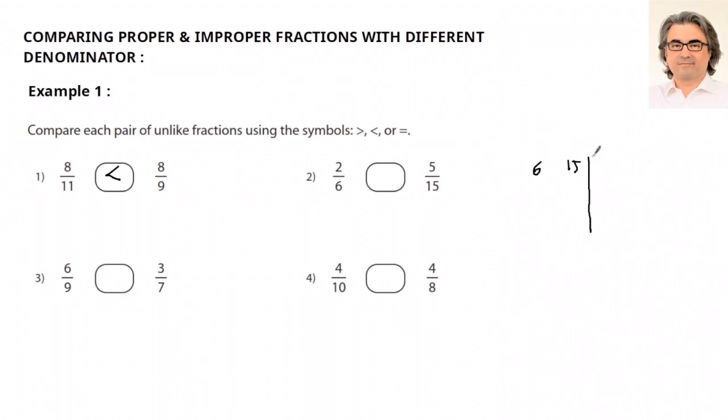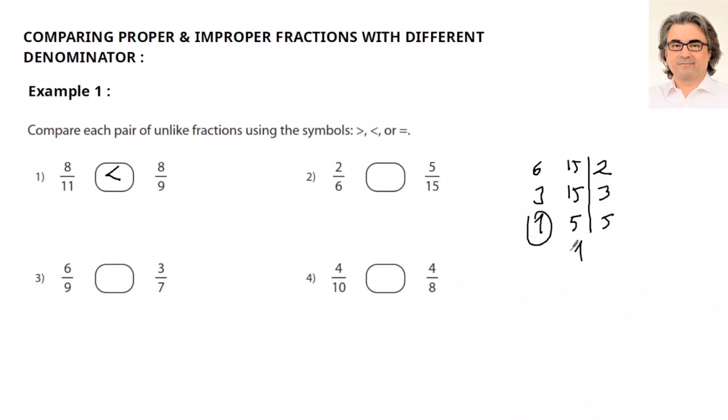Because 6 is divisible by 2, start with 2. 6 over 2 is 3. 15 is not divisible by 2. So we have 3 and 15. We may divide both numbers by 3. 3 over 3 is 1. 15 over 3 is 5. After that, 5 is divisible by 5. 5 over 5 is 1.